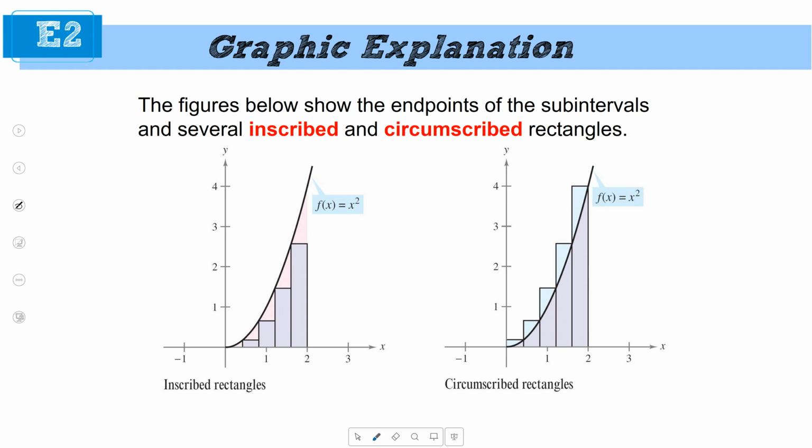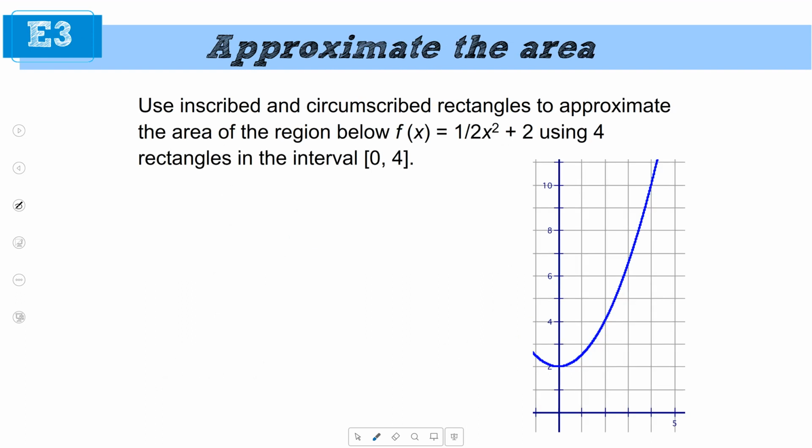So again, inscribed versus circumscribed. One is an overestimate, one is an underestimate. However, don't equate inscribed with always being an underestimate and circumscribed always being an overestimate. It depends on the shape of the curve. This happens to be a curve that's increasing, concave up. You can imagine that if the function was concave down and decreasing, you might have a different result. So they are not necessarily equated with each other.